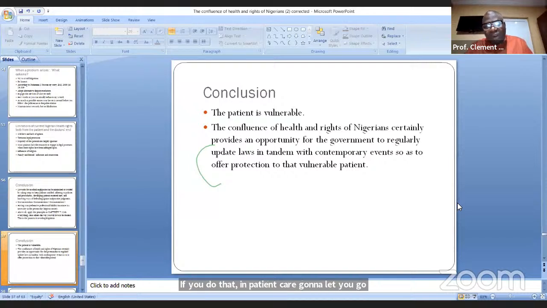Now, we all recognize that the patient is very vulnerable. The confluence of health and rights in Nigeria certainly provides an opportunity for the government to regularly update laws in tandem with contemporary events in the country today, so as to offer protection to that vulnerable patient.